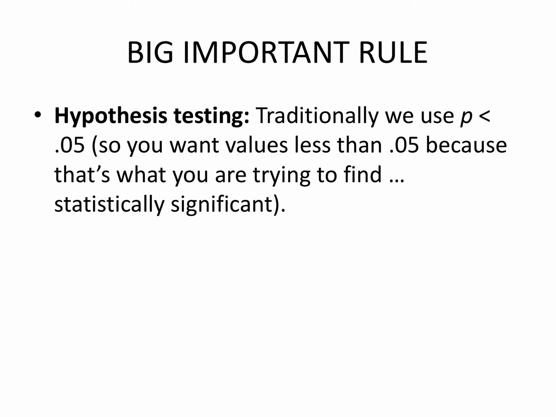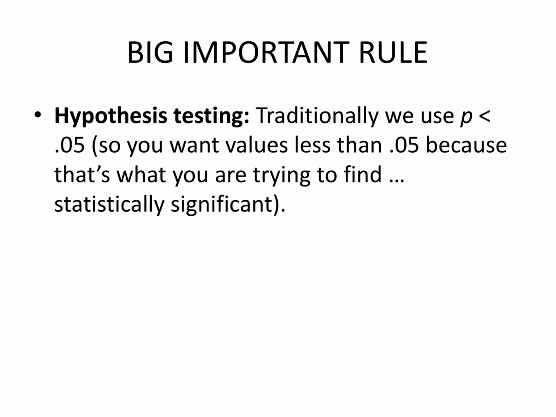And so we're going to cover this big important rule, and then we'll talk about the order of operations here. So I call this the big important rule. It really should be like a neon sign that flashes about the difference between hypothesis testing and data screening. So hypothesis testing is the purpose of what you're doing. It's the research question that you're exploring.